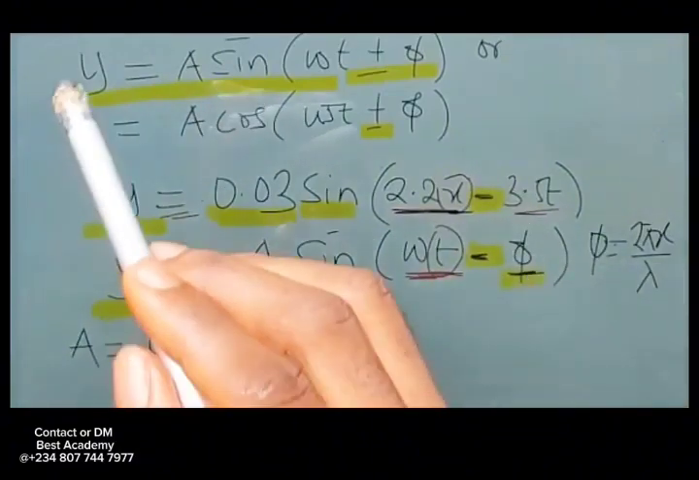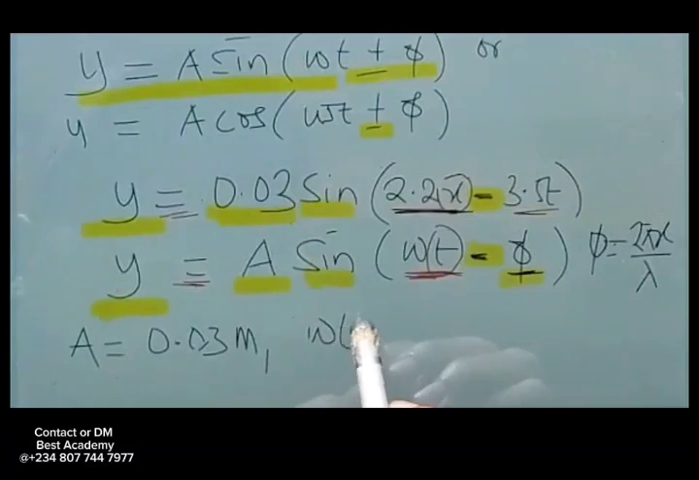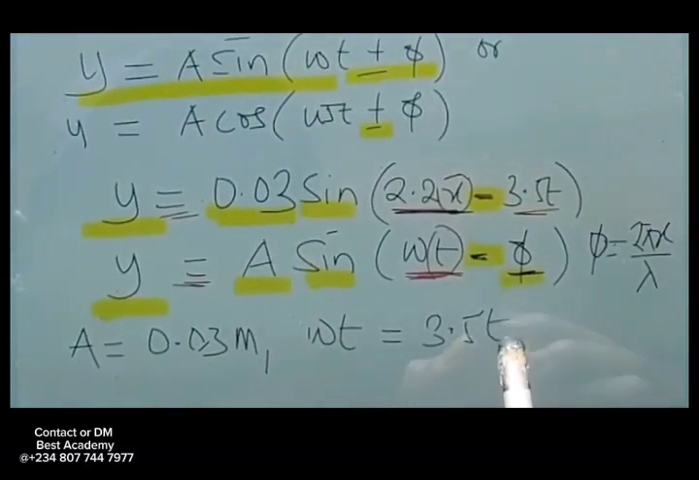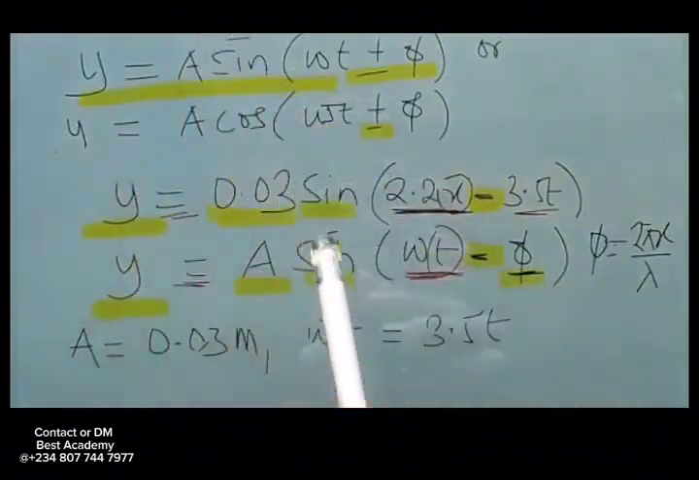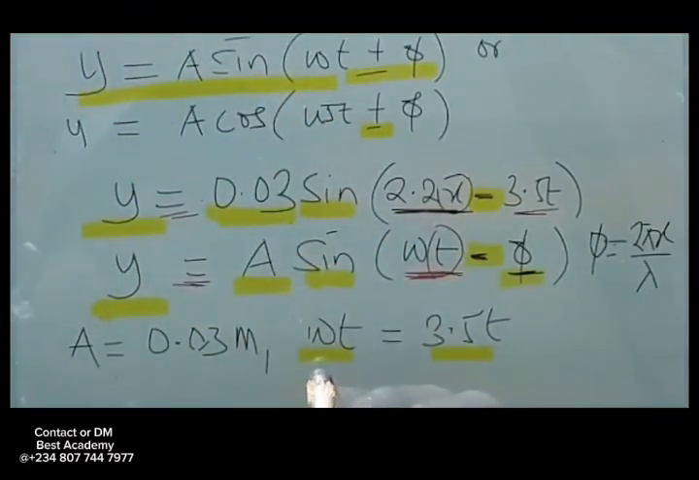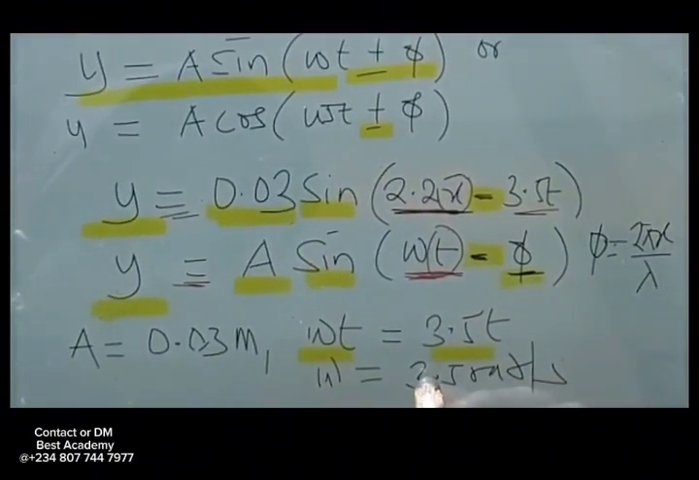So now let's try to compare here. Comparing this, omega t is relating to 3.5 t. There is something common at the left and something common at the right, which is t. So divide both sides by t. That means I will take my omega to be equal to 3.5 in rad per second. So the unit of omega is rad per second. Please take note. The next thing to compare here is the phi.